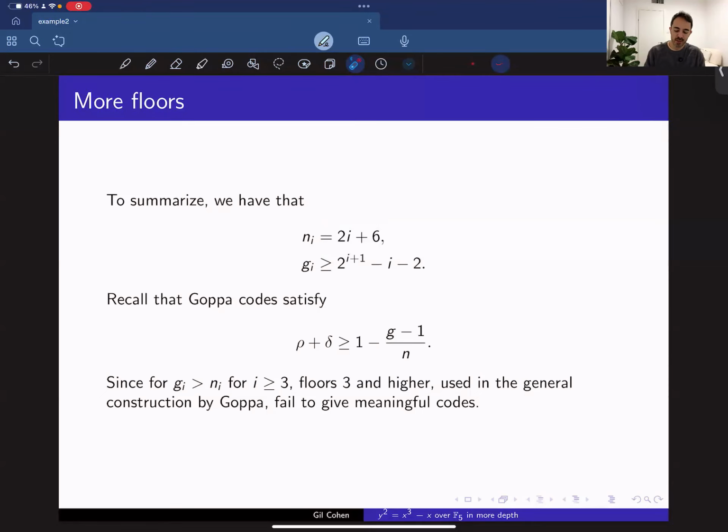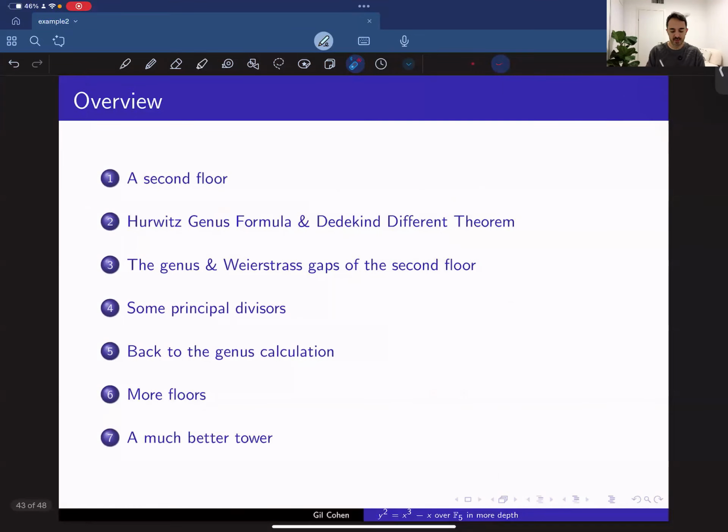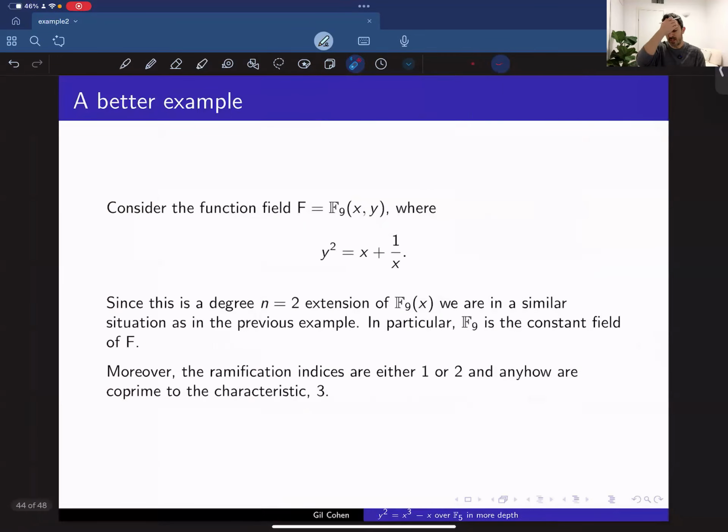So I do want to show you another tower, which is related to what we have, but it's different. And that turned out to be a much, much better tower, an optimal tower. So let's consider the function field. Well, the constant field is F_9, and you have x and y that satisfy the following relation. So it's y squared plus x y squared equals x plus 1 over x.